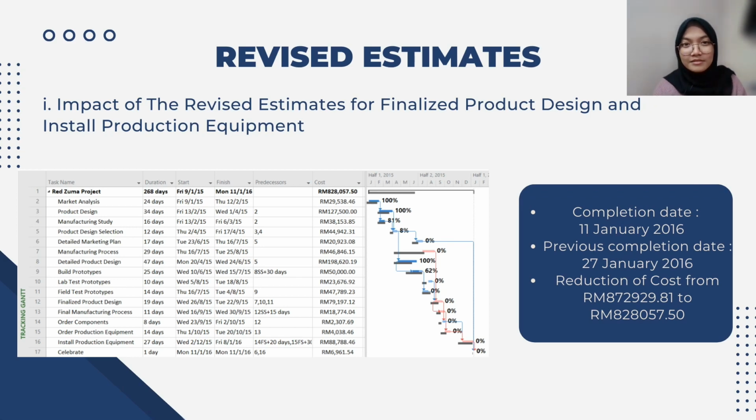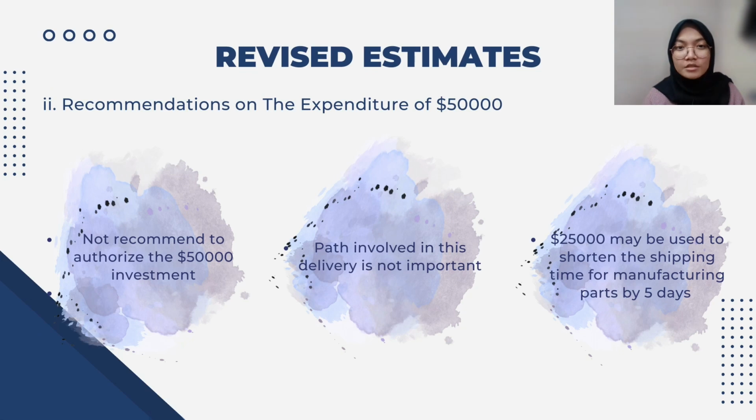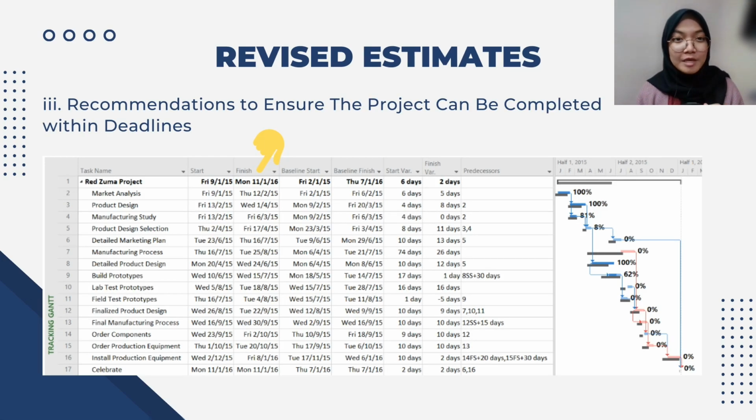Moving further, we do not recommend authorizing the $50,000 as mentioned by Ms. Robin, since shortening the shipment period for components would not shorten the project duration because the path involved in this project is not critical. However, the $25,000 may be utilized to shorten the shipping time for manufacturing parts by 5 days, as it is on the critical route and can shorten the project length. Lastly, this project can be completed by 17 January 2016, which is ahead of schedule, by modifying the estimates.